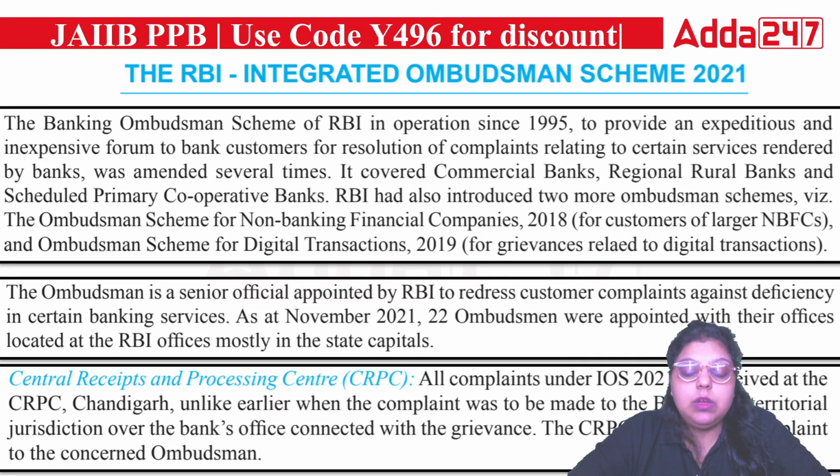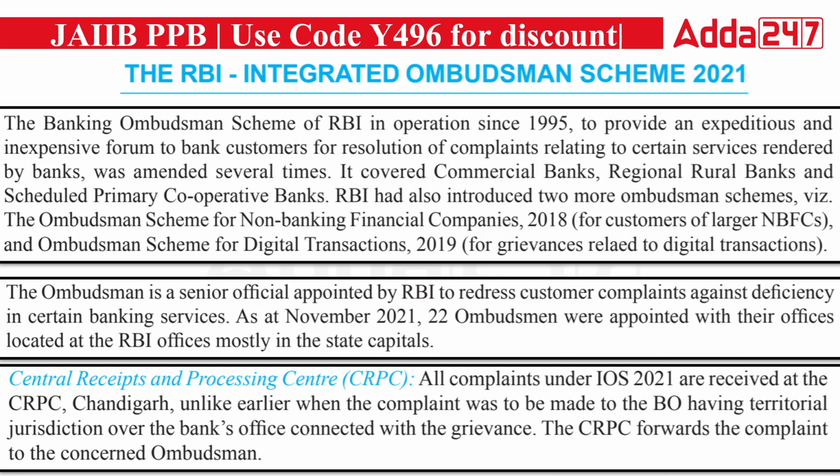Now, all the complaints under the Integrated Ombudsman Scheme, whichever way they have been made, will be received at the Centralised Receipt and Processing Centre, Chandigarh. Earlier, complaints used to go directly to the ombudsman, but now all the complaints will go first to the Chandigarh CRPC, and from the Chandigarh CRPC it will forward the complaint to the concerned ombudsman. Okay, but first it goes to the CRPC Chandigarh.